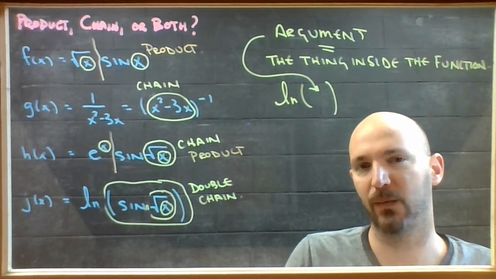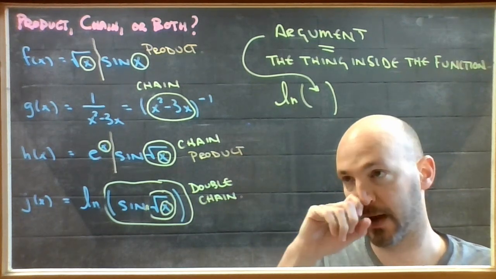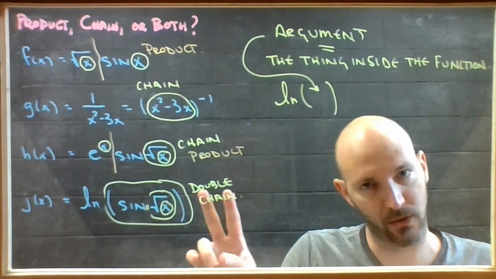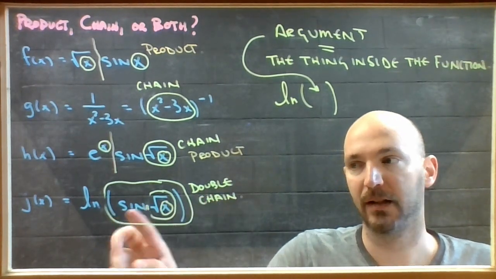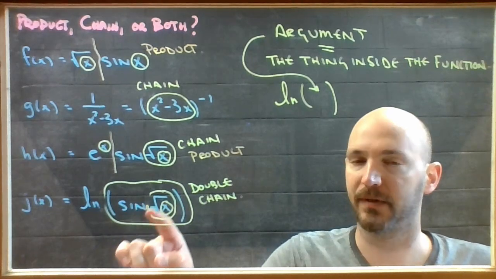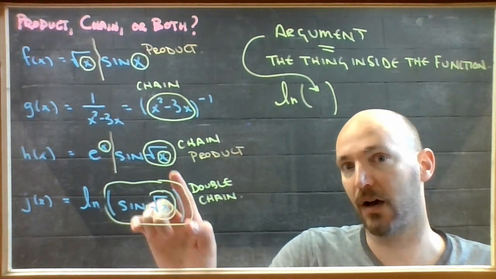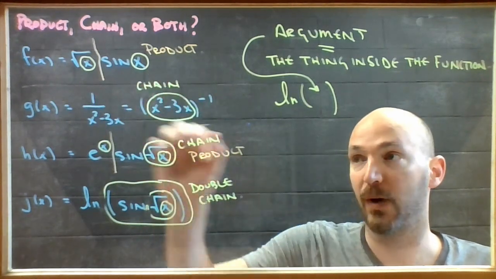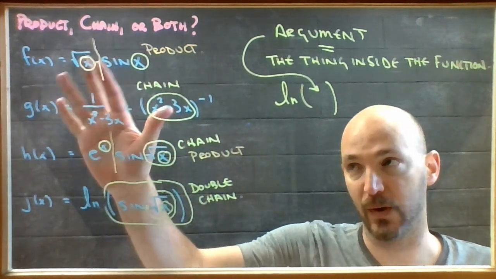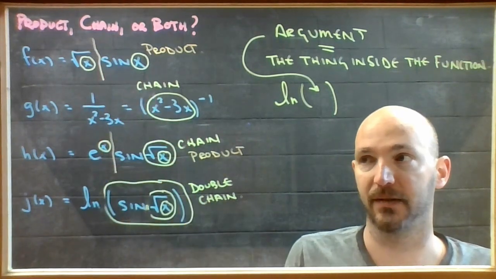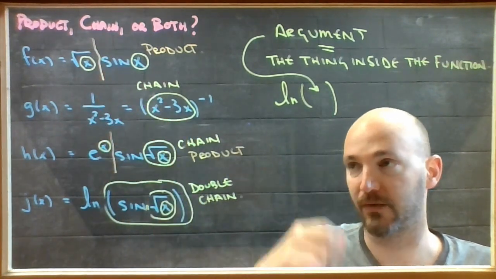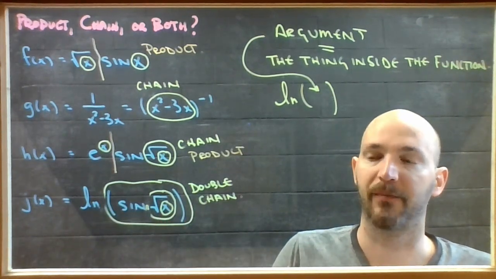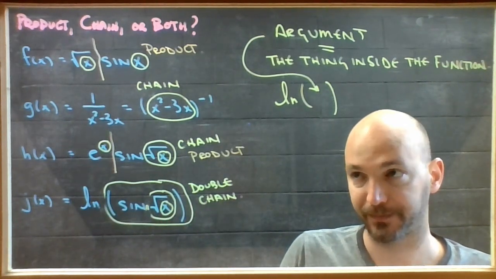That's a tricky thing to get through your head: this is not ln multiplied by sine. It looks like it because they're pressed together. This is ln of sine, and this is sine of square root. Product rule only applies when you have something times something else, or multiplied by something else, whichever word you want to use. If you have something of something else, that's not a product, that's a chain rule.